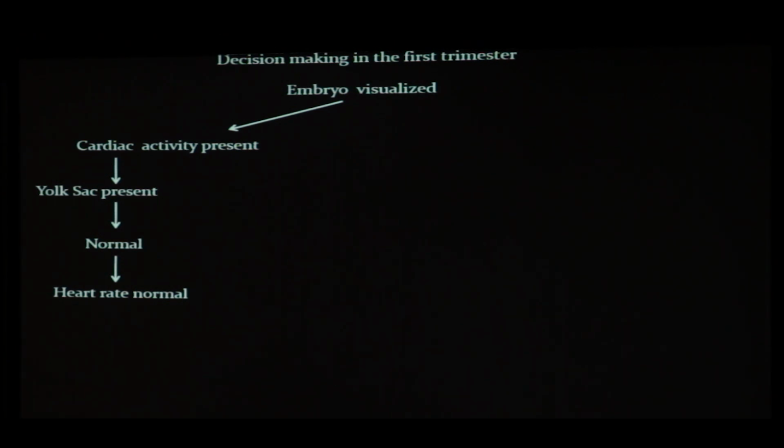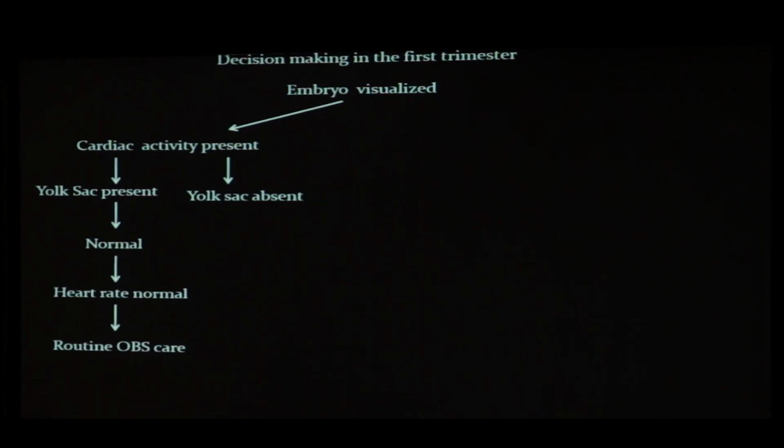Now see, not only one thing, I have to see multiple things. Not only visualization of the fetus and the fetal pulsation should make me happy. So I have to see the yolk sac. I have to see how fast the heart is beating. Then I have to correlate with the CRL. Then only can it be labeled as normal. Now, everything was normal from the top. I saw an intrauterine sac. I saw an embryo. I saw cardiac activity. It is present.